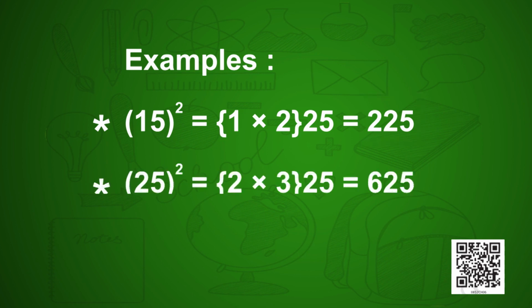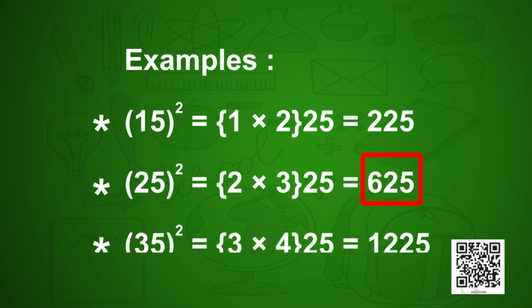Look at another example, we have to find 25 whole square. So, 5 square is 25, so the last 2 digits are filled, and we need to find the digit in the hundreds place. Observe the tens digit in 25, which is 2. So, take the next number, it is 3. So, 2 times 3 is 6. So, the hundreds digit is also filled, we get 625. Now look at the last number, 35 whole square. 5 square is 25, what is the digit in the tens place? That is 3.